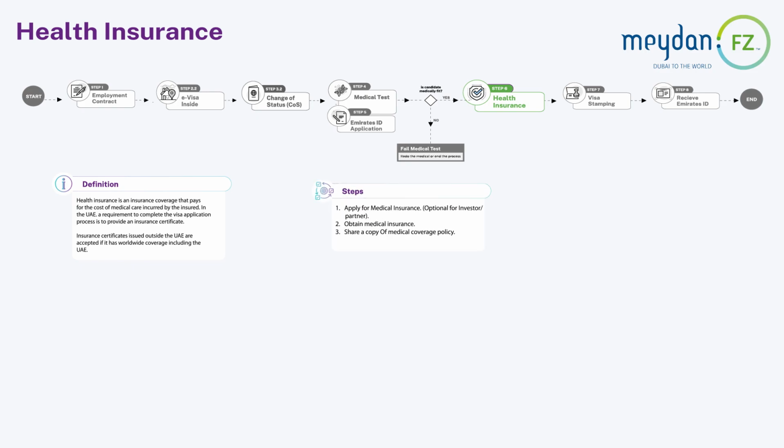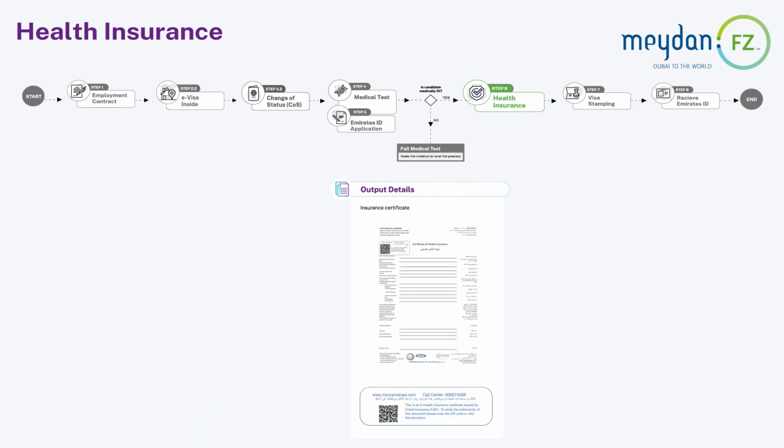Steps to apply for medical insurance. Apply for medical insurance. Obtain medical insurance. Share a copy of medical coverage policy. Highlighted is an example of insurance certificate which, once issued, must be submitted on the portal.